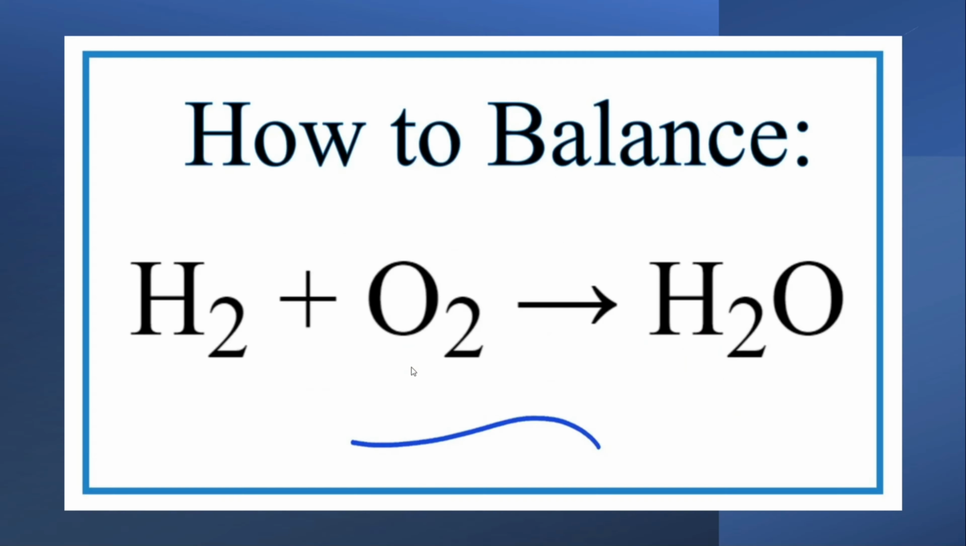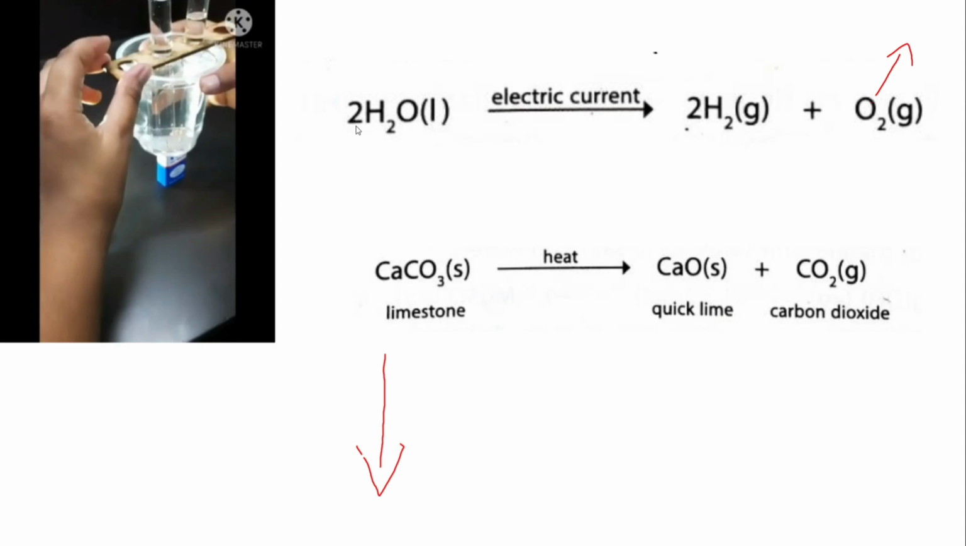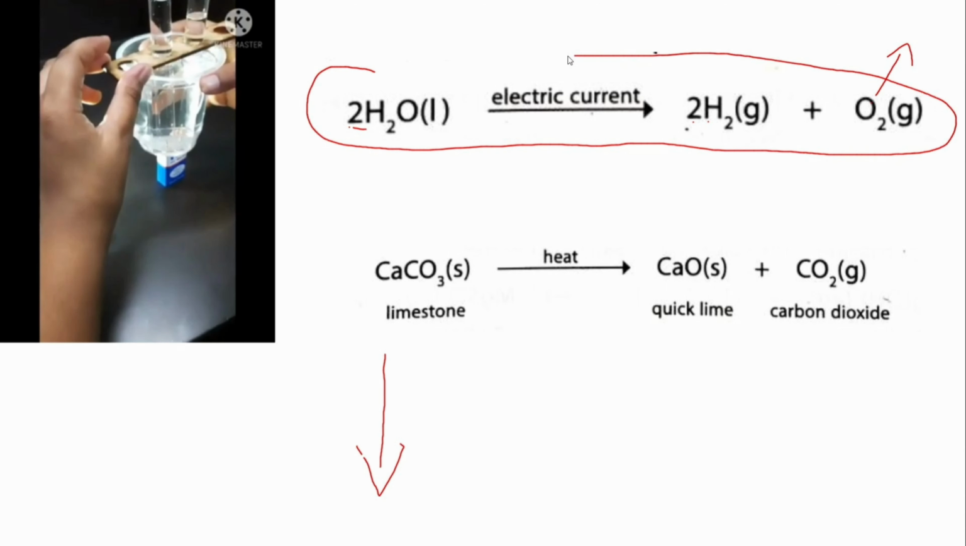Now let us see whether we have written it correctly. When we go backward and look over here, our answer is correct. Congratulations friends, we have found how to balance the chemical formula of water.